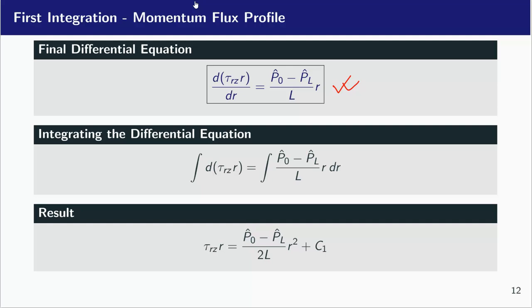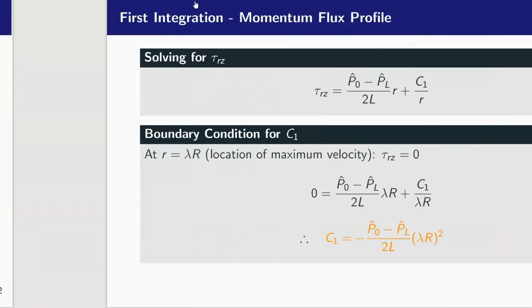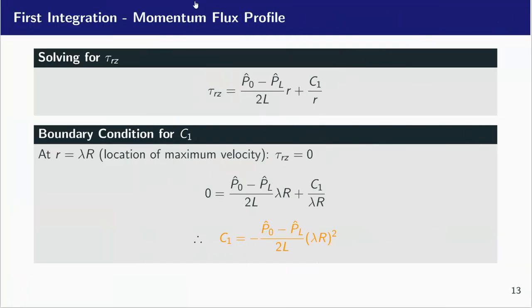If I do the integration, finally we will get r tau rz equal to (P0 cap minus PL cap) by 2L times r squared plus C1, where C1 is a constant. Now after rearranging, we get tau rz is equal to (P0 cap minus PL cap) by 2L times r plus C1 by r. Now here, the boundary condition for C1: at r is equal to lambda R, the location of maximum velocity, tau rz is equal to 0.